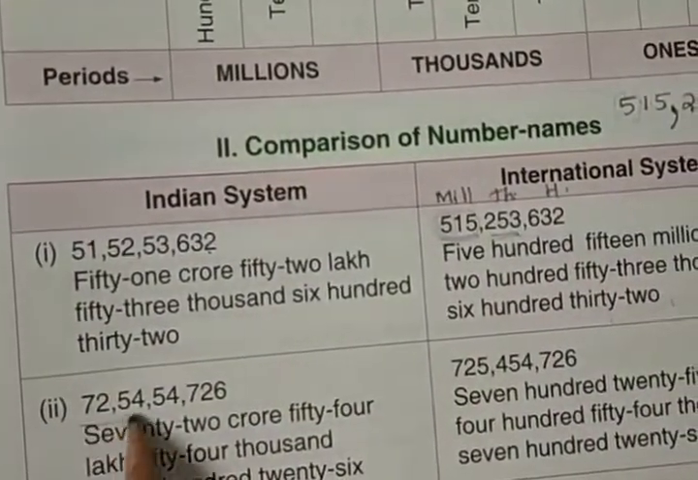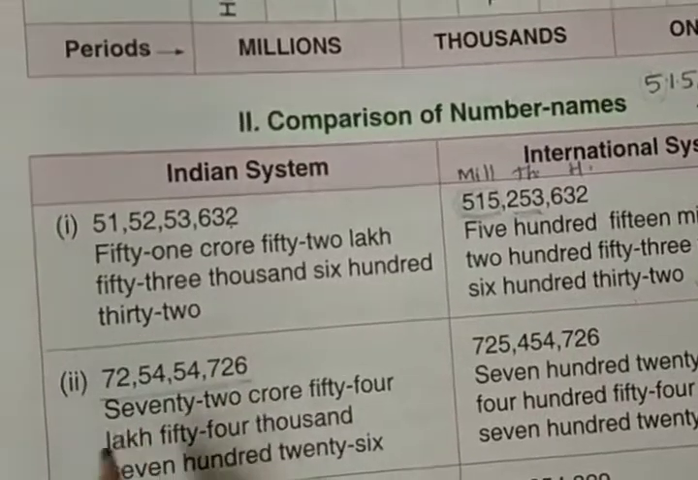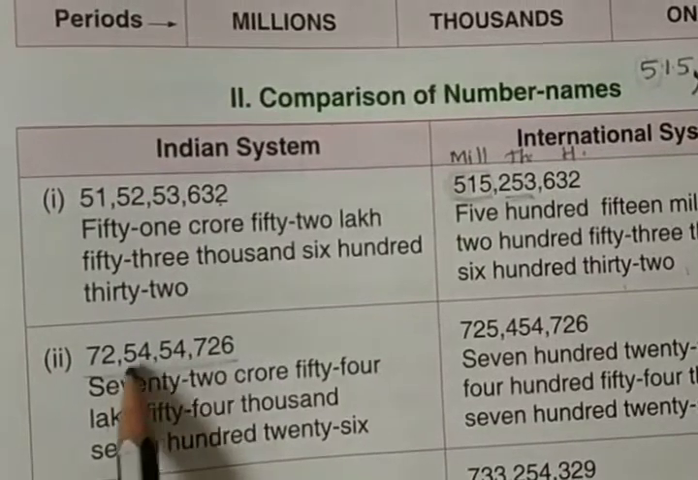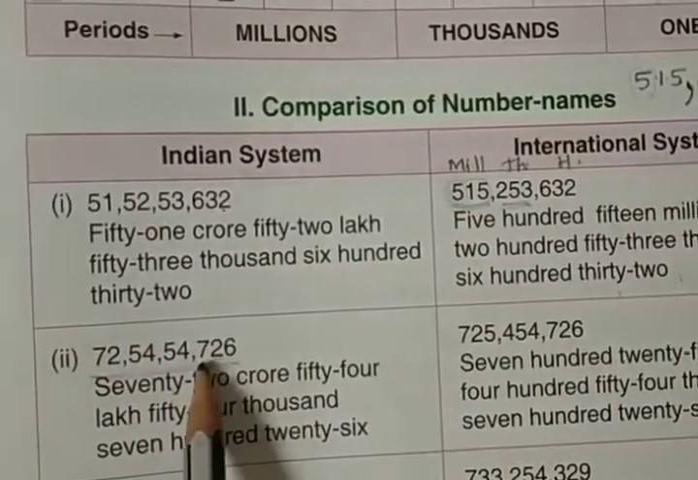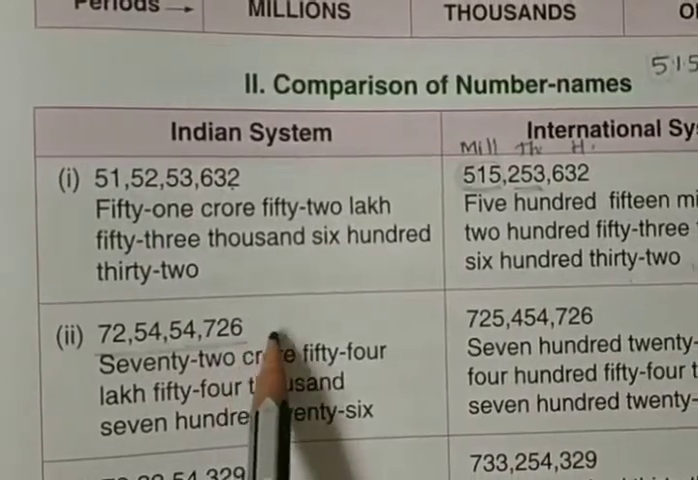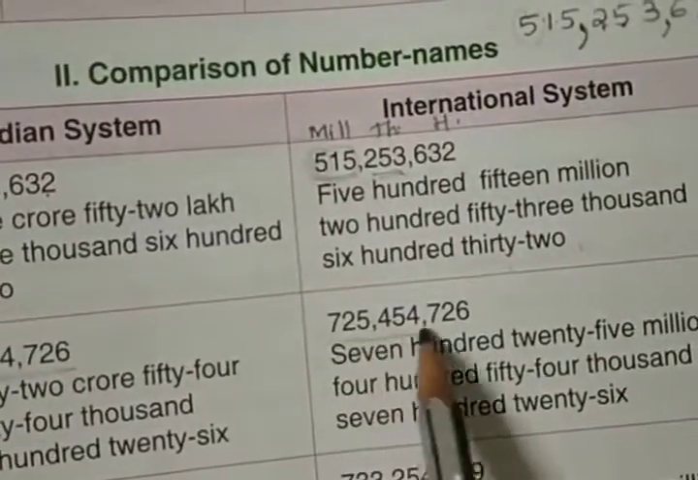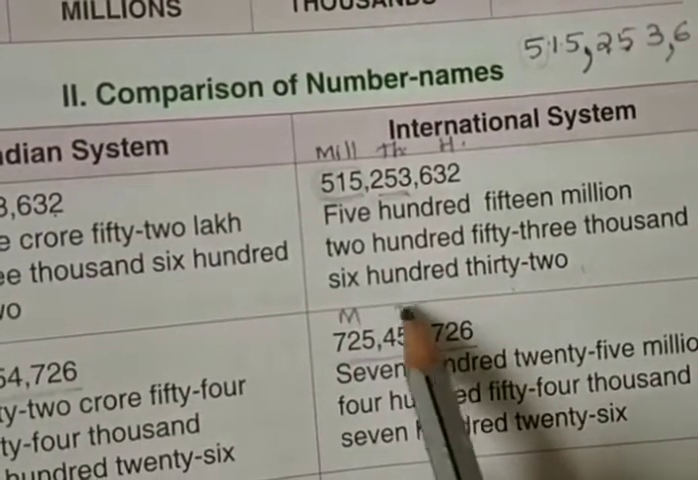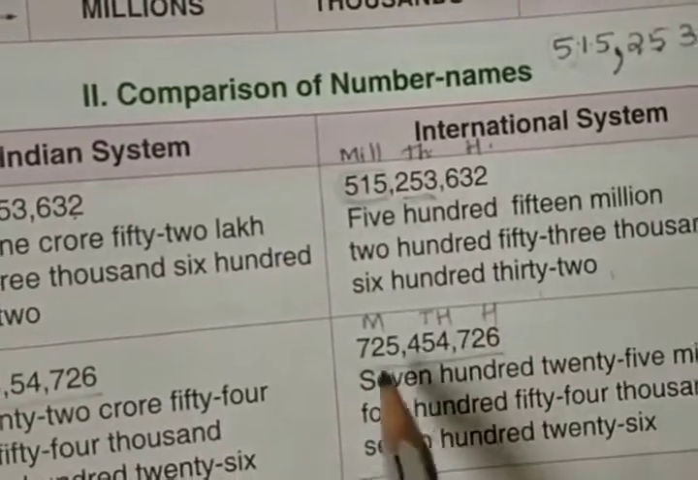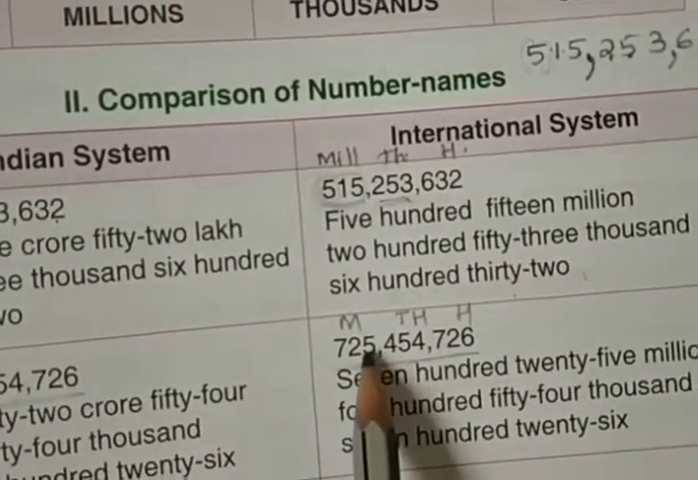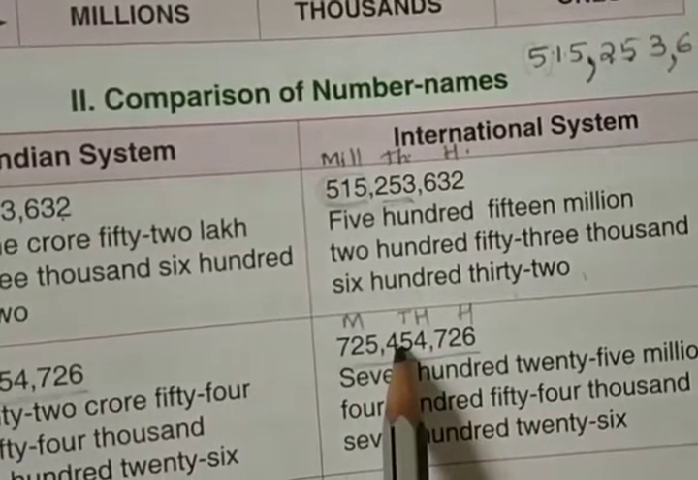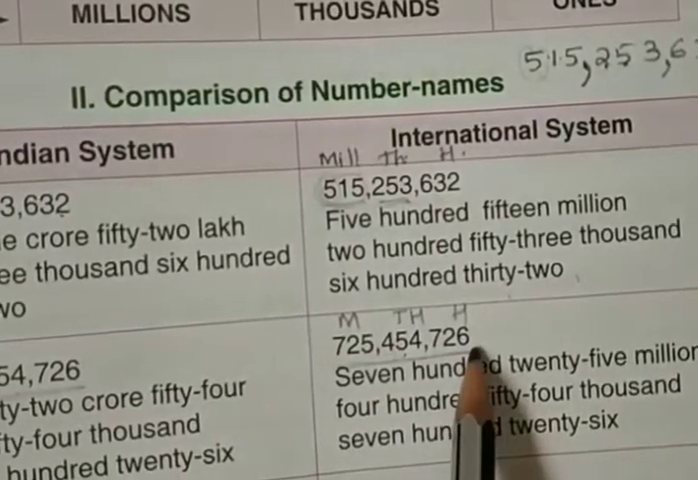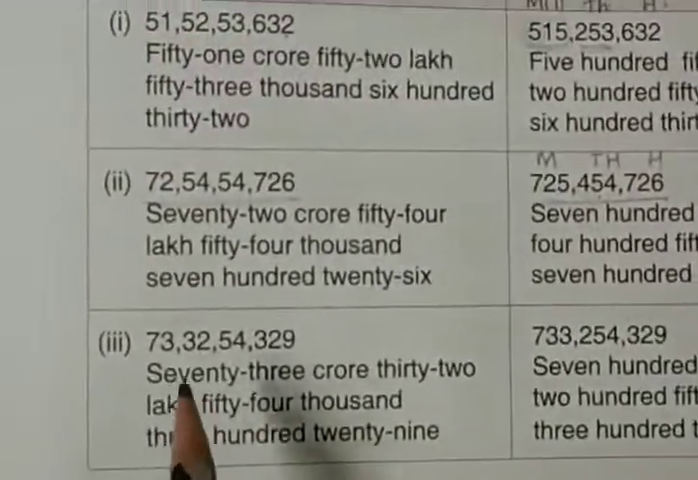Let us take another number. Again it's a 9-digit number. So this is 72 crore 54 lakh 54,726. If you read this in the international system, this is under millions, this is under thousands and this is under hundreds. So it is 725,454,726.